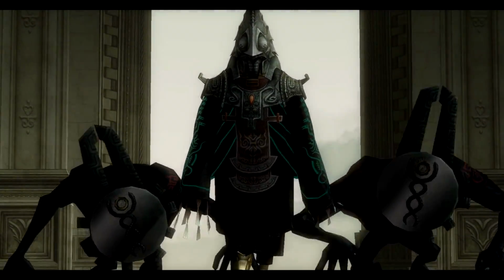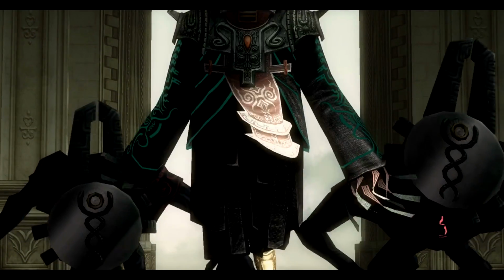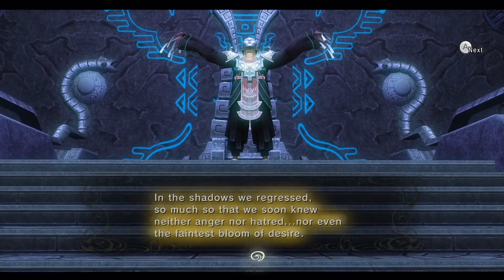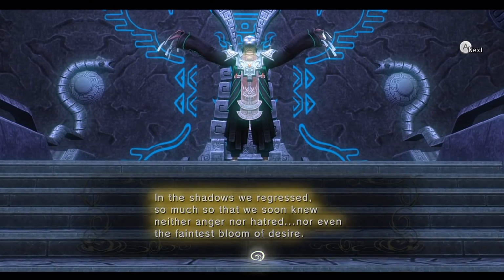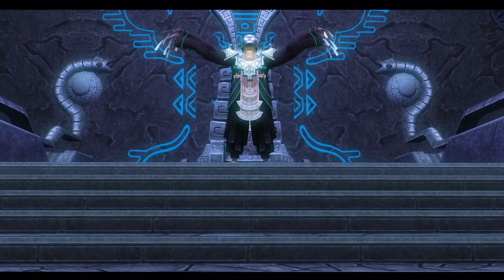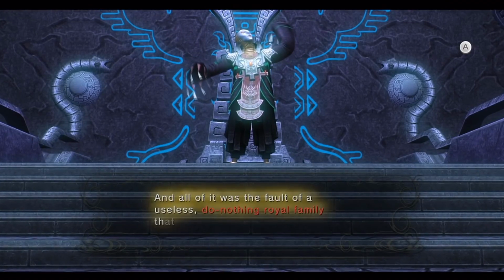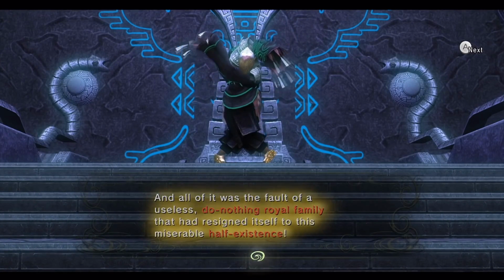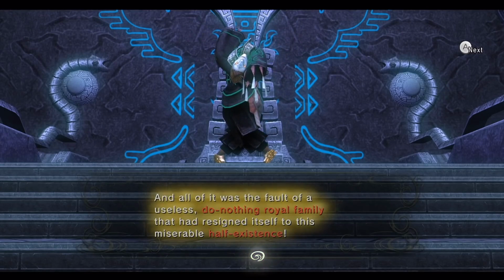My theory of the royal family being dead is even backed up by a later quote of Zant's. When Link and Midna venture into the Twilight Realm to take out Zant, right before a battle between the hero and villain begins, he says, "And all of it was the fault of a useless do-nothing royal family that had resigned itself to this miserable half-existence."